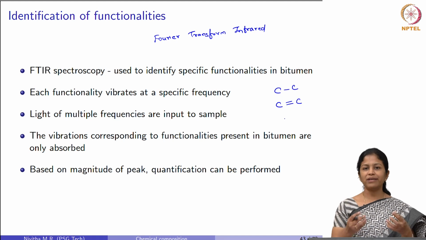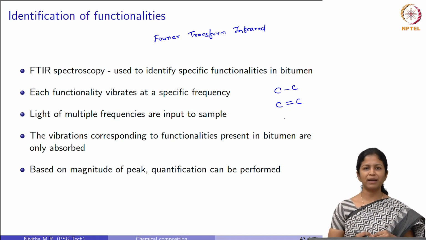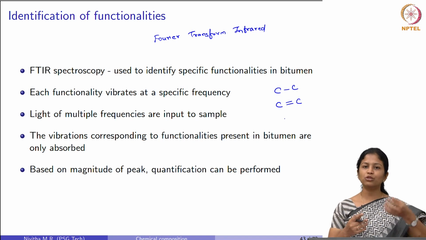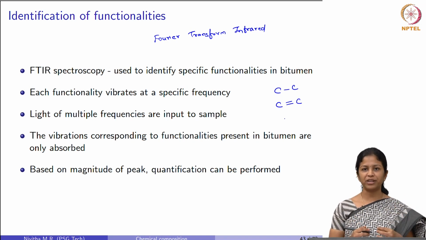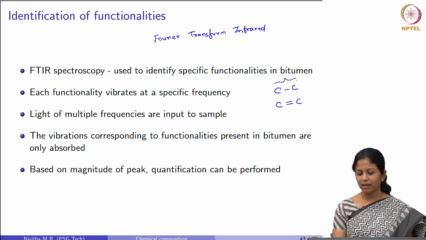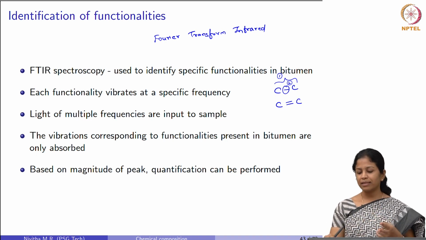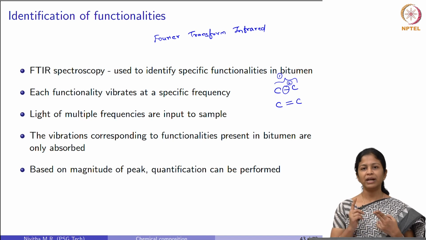Each bond has a natural frequency of vibration. We should have learnt about this in chemistry. Each has its own natural frequency of vibration, but this natural frequency is going to depend upon what are the two elements that are bonded, and this is the first factor, and what is the nature of bond that they are having. Depending upon these two factors, the frequency of vibration is going to differ.